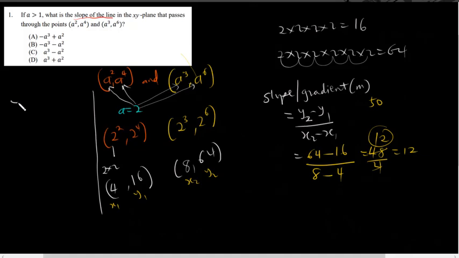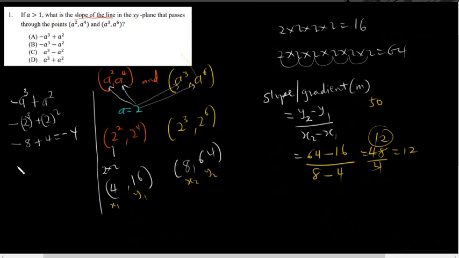I have negative a to the power 3 plus a squared. So there is negative a to the power 3, that is 2 to the power 3 here, and I have 2 to the power 2. So I have negative 8 plus 4, and that gives negative 4. So the A gives negative 4, and that is incorrect.